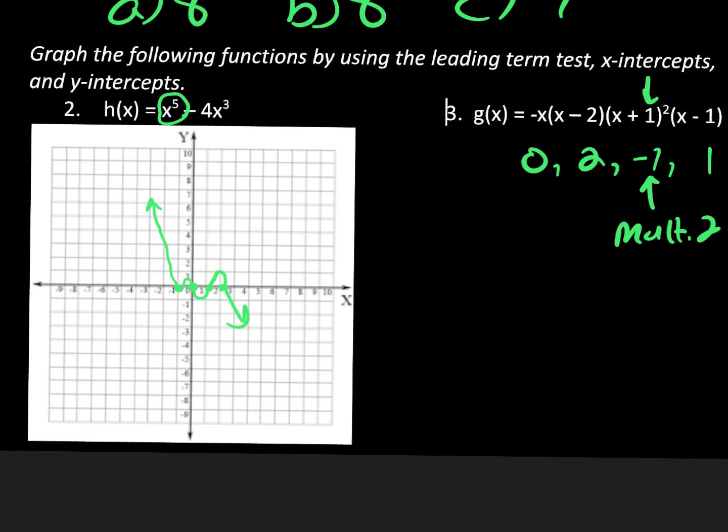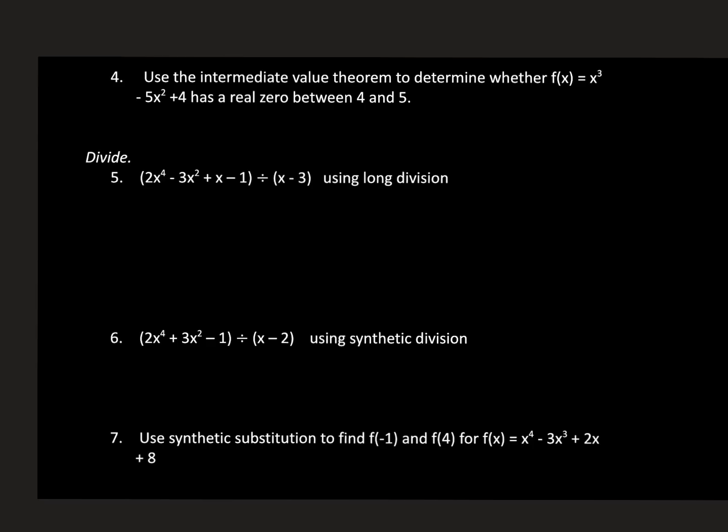That was crazy. All right, number 4, use the intermediate value theorem to find out whether there's a 0 between 4 and 5 for this function. Okay, so we're going to take the calculator, go to y equals, punch this thing in, x to the third minus 5x squared plus 4. Go to table, second table, and I'm looking for 4 and 5. I'm going to scroll to find 4 and 5 on my table.